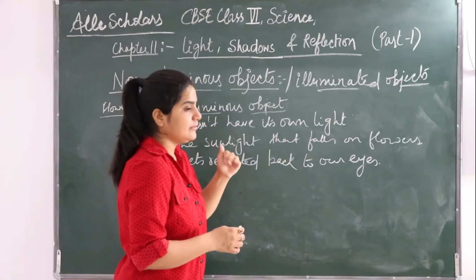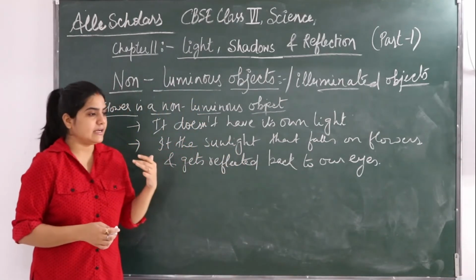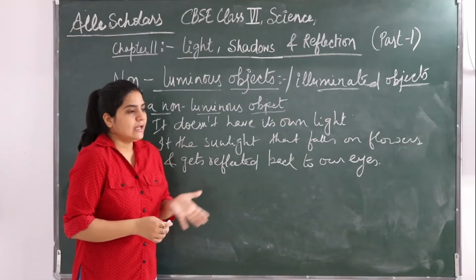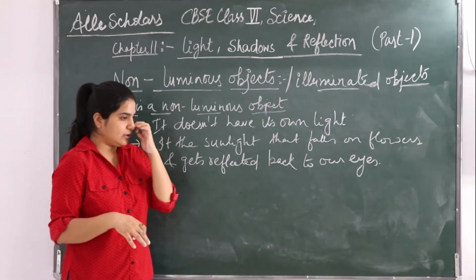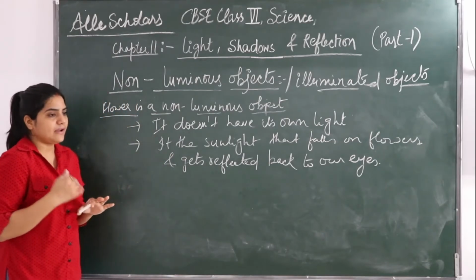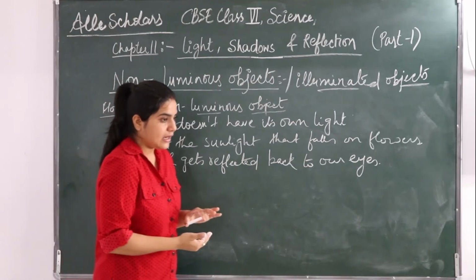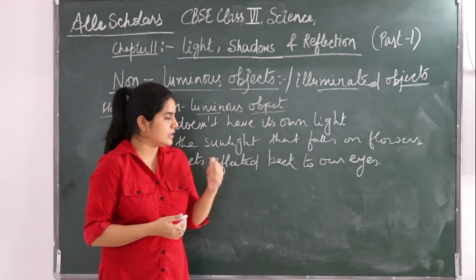ओके, सन की लाइट फ्लावर पे पड़ रही है, वो रिफ्लेक्ट बैक हो रही है हमारे आईज में, तो क्या होता है कि the flower reflects some of the light falling on it in all the directions. They are reflecting back that light in all the directions. When the sunlight reflected from the flowers enters our eyes, we are able to see the flower.